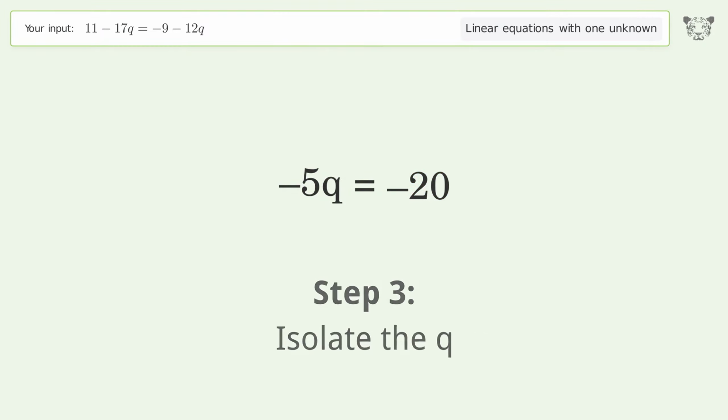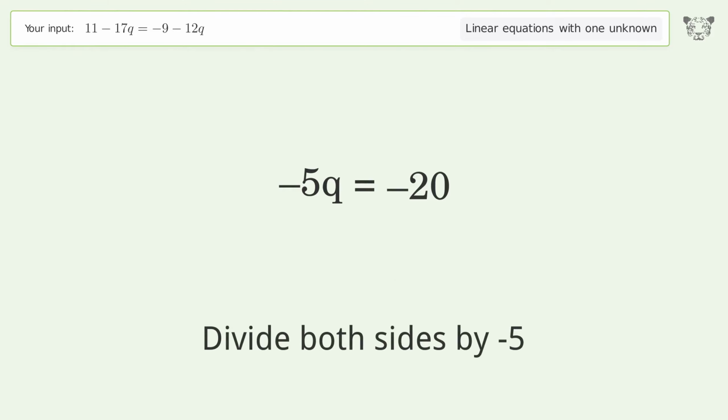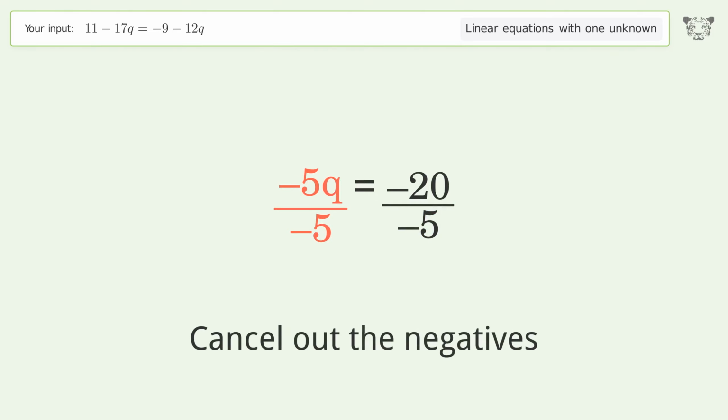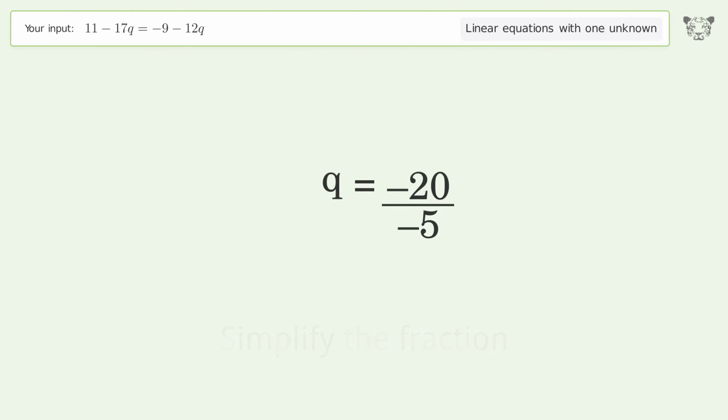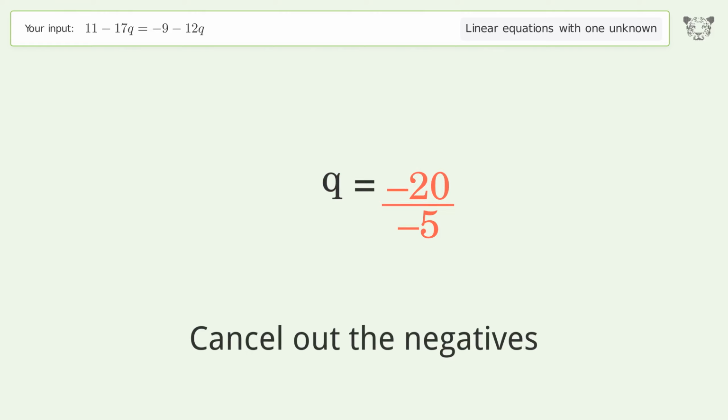Isolate the q. Divide both sides by -5. Cancel out the negatives. Simplify the fraction. Cancel out the negatives.